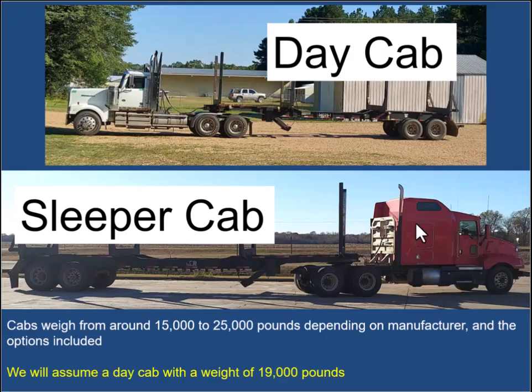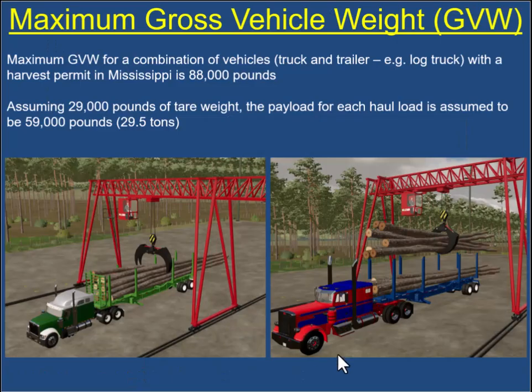Given the legal maximum gross vehicle weight, what's the payload? The sleeper cab is going to reduce that payload often. Once again, it can depend a little bit on the manufacturer and all the other options, like the stacks and so forth. But here we're going to assume a day cab, and that day cab is going to weigh 19,000 pounds. So then total, that's 29,000 pounds of tare weight: 10,000 pounds for the 4 bolster trailer, 19,000 pounds for the day cab, so that's 29,000 pounds.